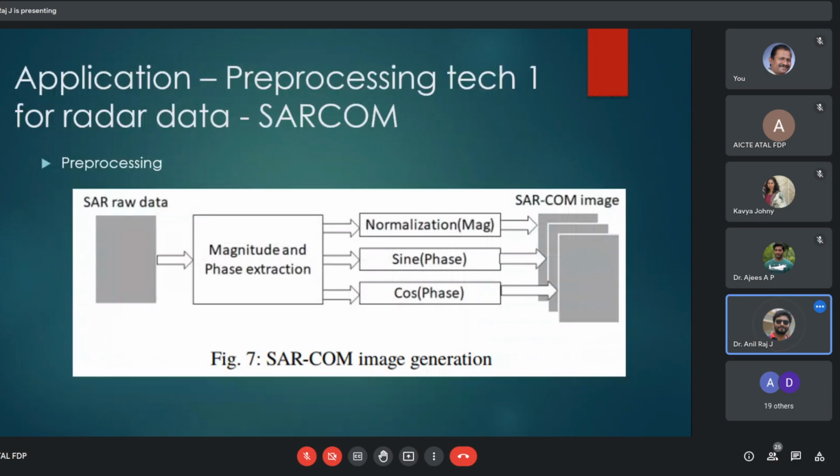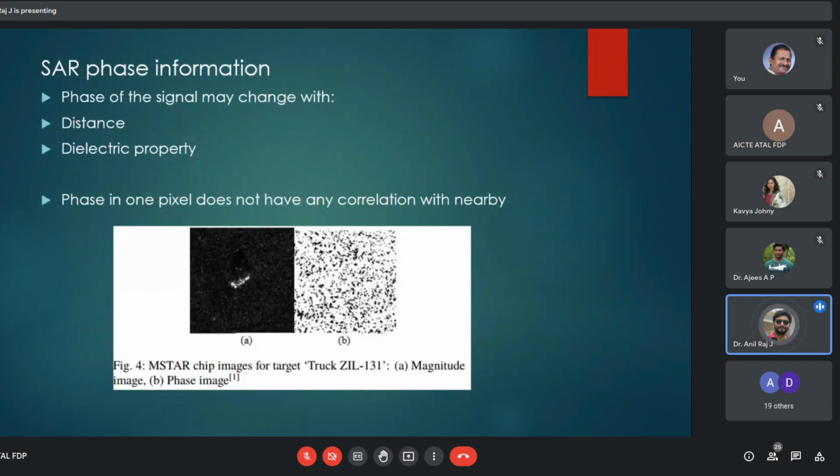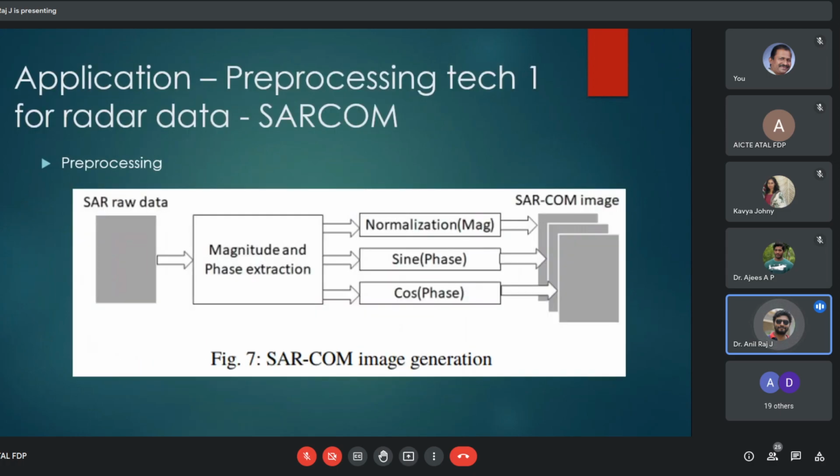Let's see how this SAR data can be made use of in the pattern recognition domain. Today we will be discussing two pre-processing techniques. First, I'm explaining the SARCOM technique. Pre-processing here means from the perspective of pattern recognition and object classification, not improving the visual quality of the SAR data. We can't improve the visual structural information, but we can boost the discriminating features associated with this SAR data for automatic learning. The first technique is SARCOM.